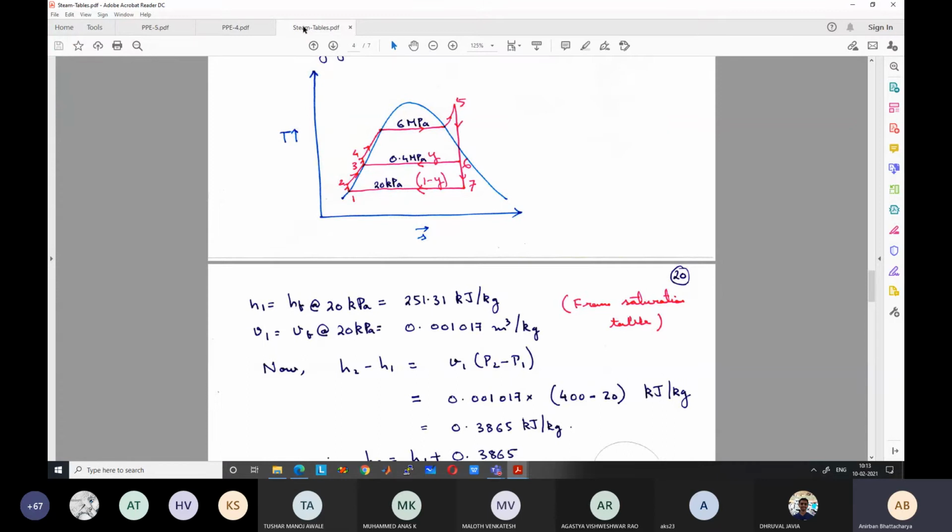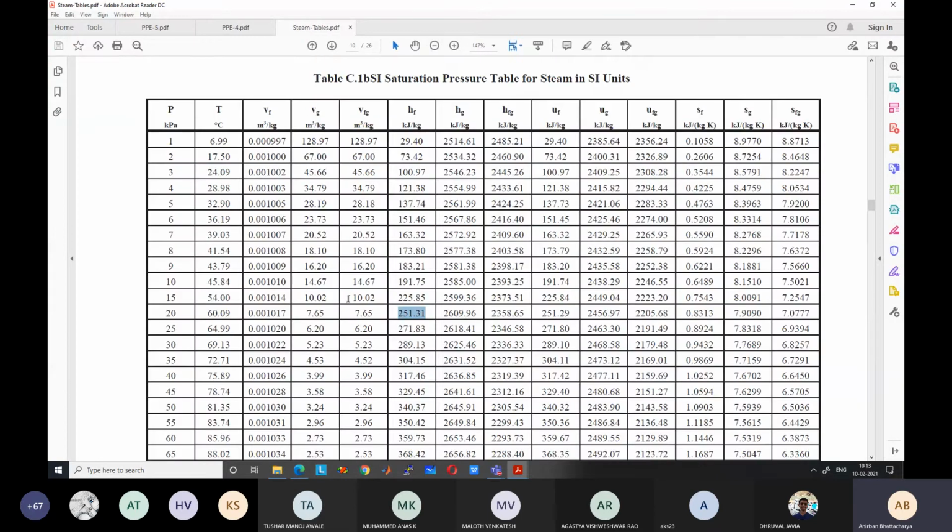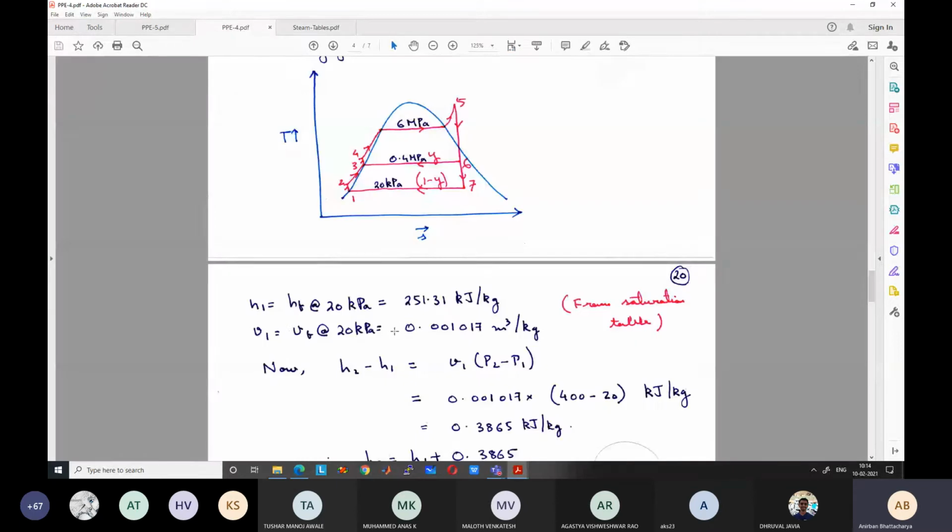We also need the specific volume. Specific volume of the saturated liquid at the same state is 0.001017 meter cube per kg. So V1 is equal to Vf at 20 kPa, which is equal to 0.001017 meter cube per kg. So H1 is known, state 1 is known.